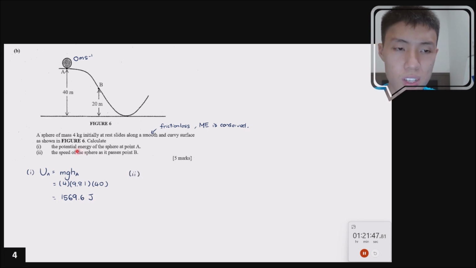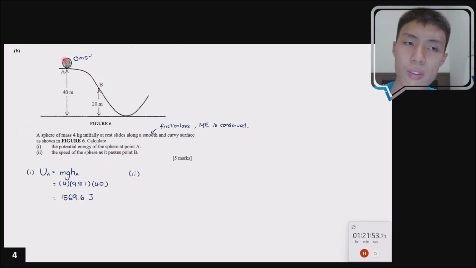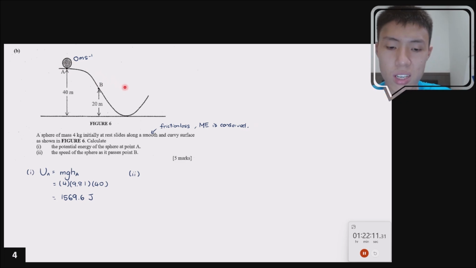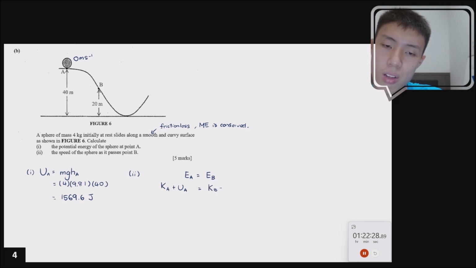Question 2 asks for the speed of the sphere as it passes point B. You're interested in information at point B, and you have information regarding point A. So what you can do is equate the mechanical energy at point A and point B. Because mechanical energy is conserved, it won't change, so the mechanical energy at A should be equal to the mechanical energy at B. Mechanical energy consists of kinetic energy and also potential energy, so that's KA plus UA equals KB plus UB.